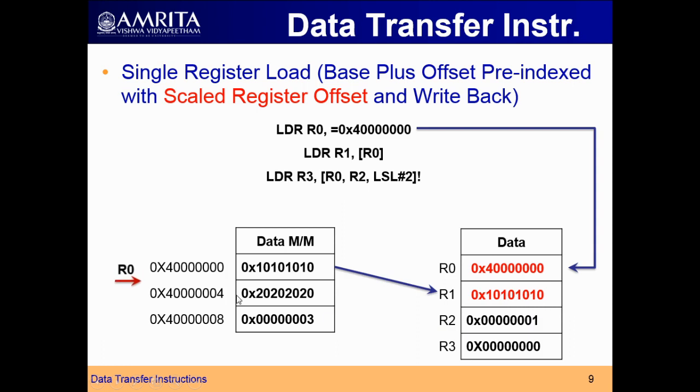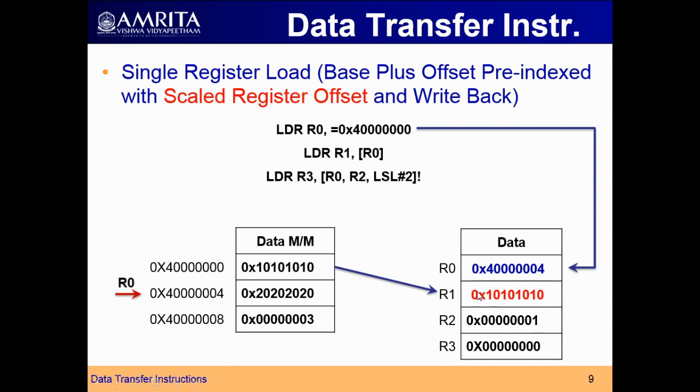That offset value I will be adding with the base address, that is 4000. So when I am adding 4 with 4000, what will I get? 4004. Same address as you have seen before. So now my R0 is pointing to 4004 and the base address present in R0 was updated with 4004 since write back is there, right? So the only difference between this instruction and the previous instruction was that you have added a scaling factor here.